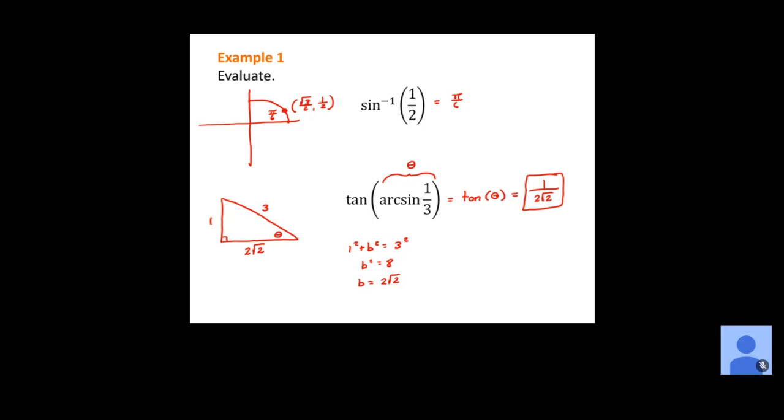Again, just keep in mind, anytime you're looking at an inverse trig function, it represents an angle, right? The inverse sine of 1/2 is what angle has a sine of 1/2. The arc sine of 1/3 is what angle has a sine value of 1/3.